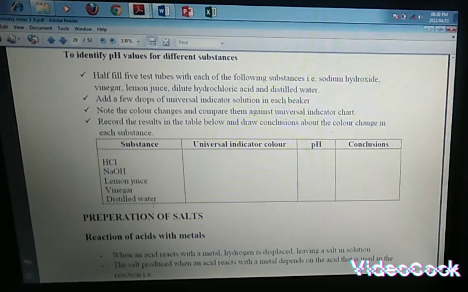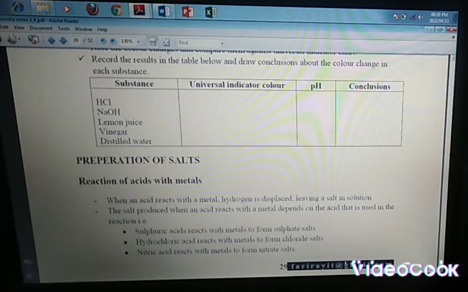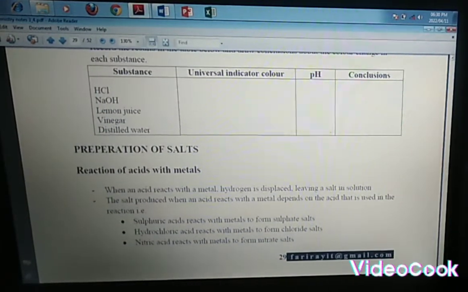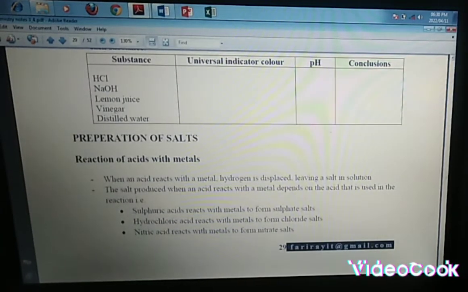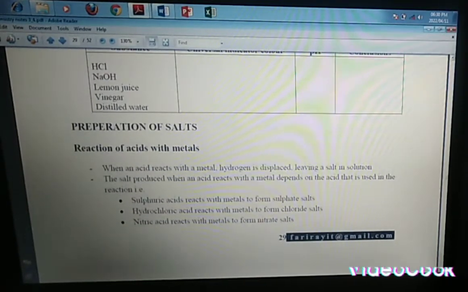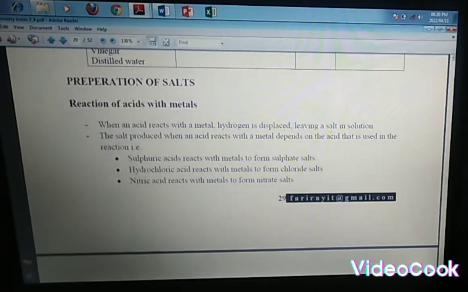Obviously, distilled water, we expect it to be neutral, and it's going to just give us a green color, right? So now it's up to you guys to identify between hydrochloric acid, lemon juice and vinegar, to say which one is more acidic than the other. Sodium hydroxide, I'm sure you agree with me, is a very strong base. So we can expect it to be purple or even violet, right?